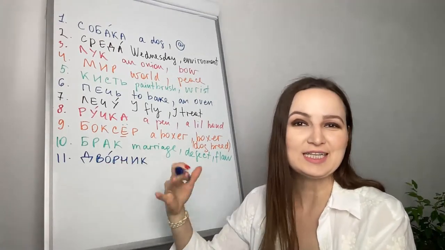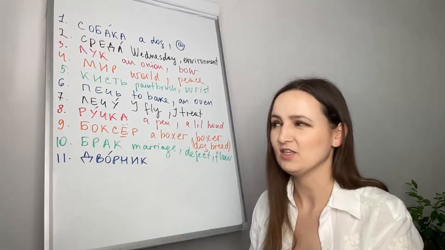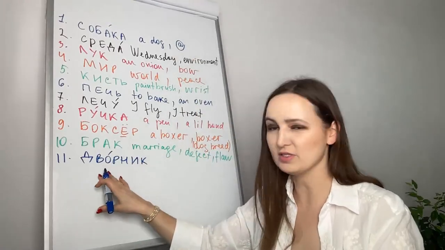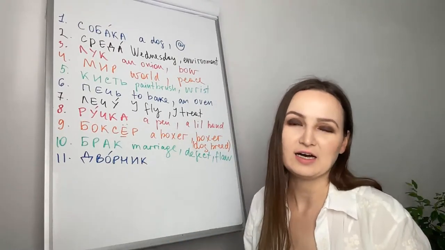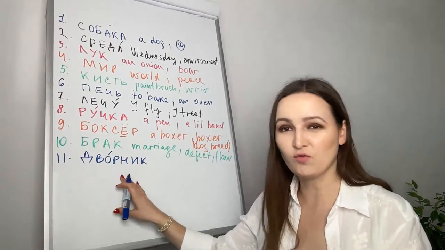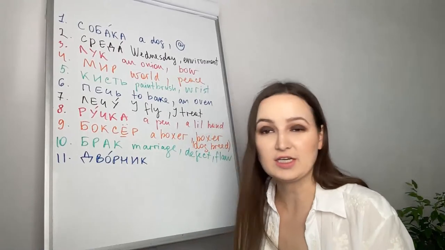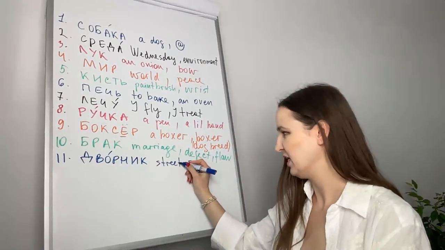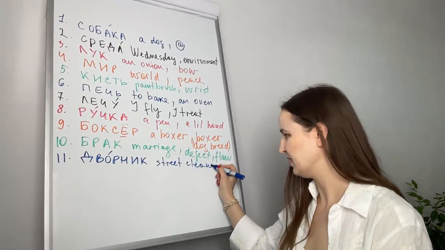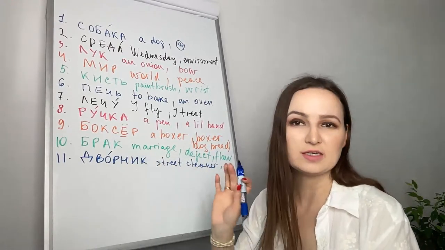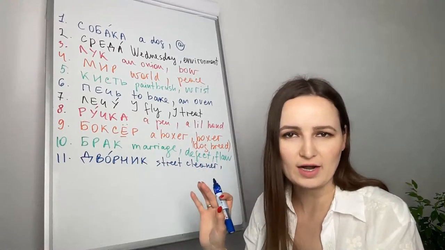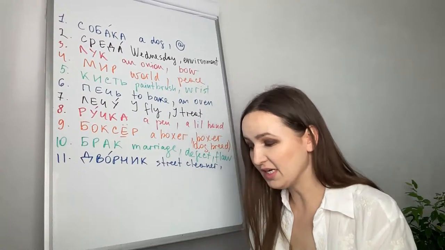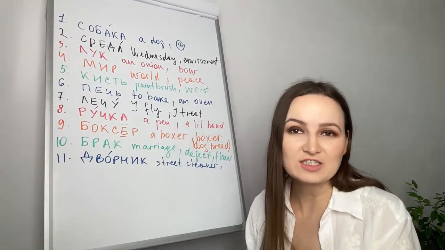But this person cleans that yard. If you are staying in a building with a lot of apartments, you have this person that cleans the yard. So he is дворник, a street cleaner. I found this translation in English: street cleaner. But usually this person cleans only one or two yards.